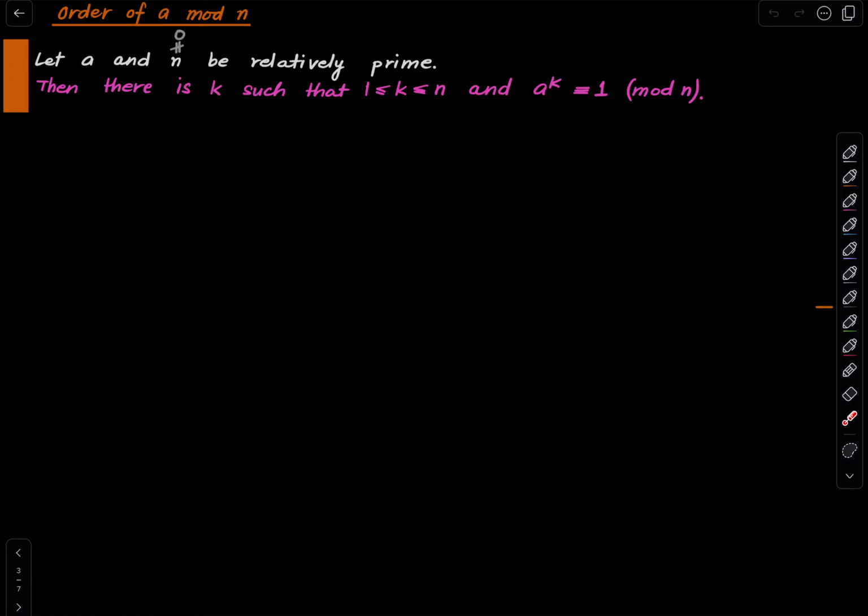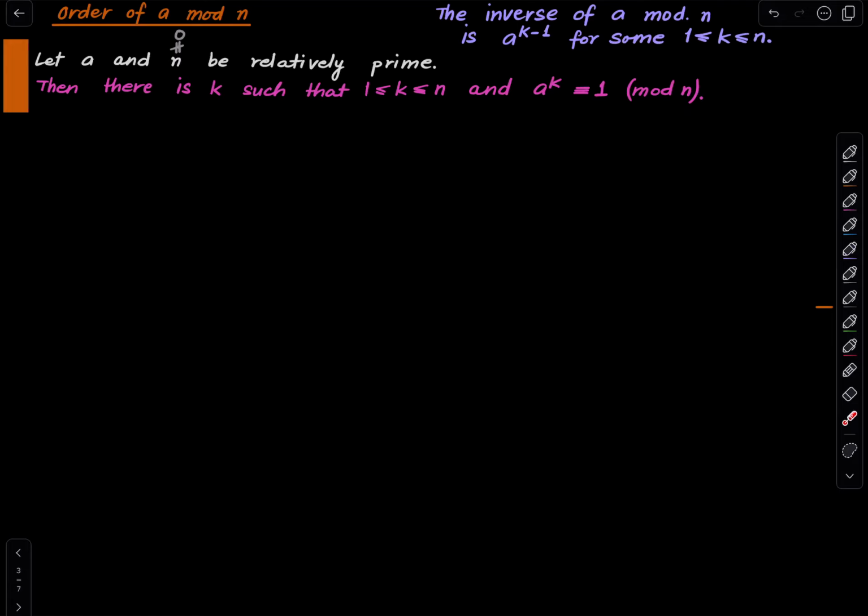One way to state this is the following, that the inverse of a modulo n is a to the k minus 1 for some k in this range. That's one way to state it.